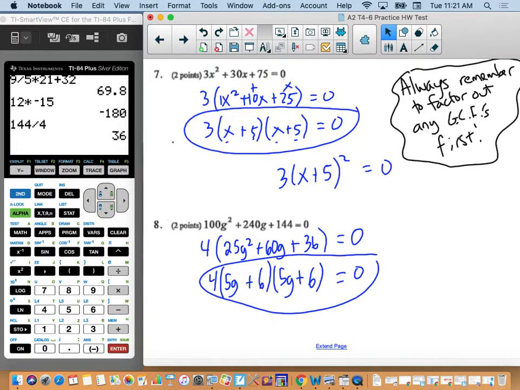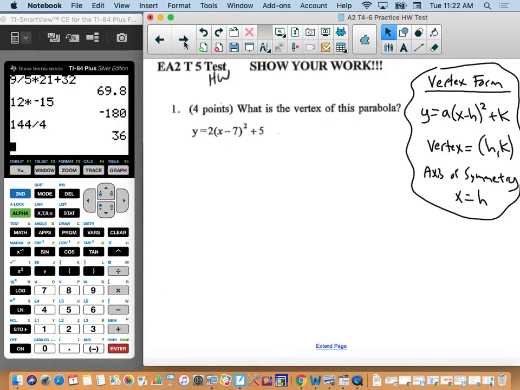So that's target 4, all of our factoring methods. Leading coefficient of 1, box method, perfect squares. The box method would work for all of them, but it will take much longer if you use the box method for all of them. Moving on to target 5.